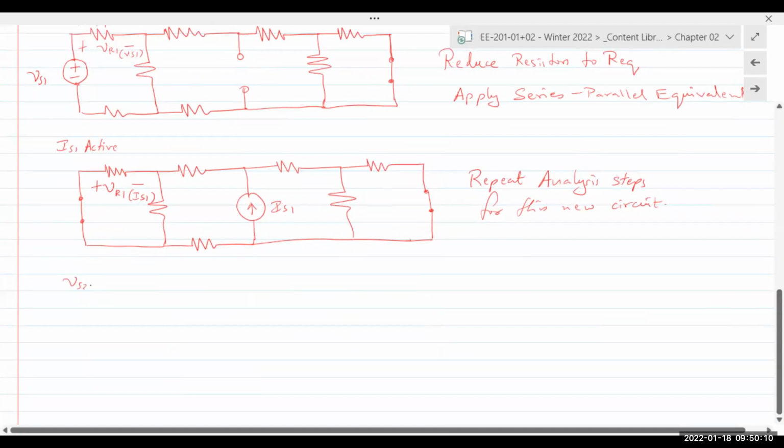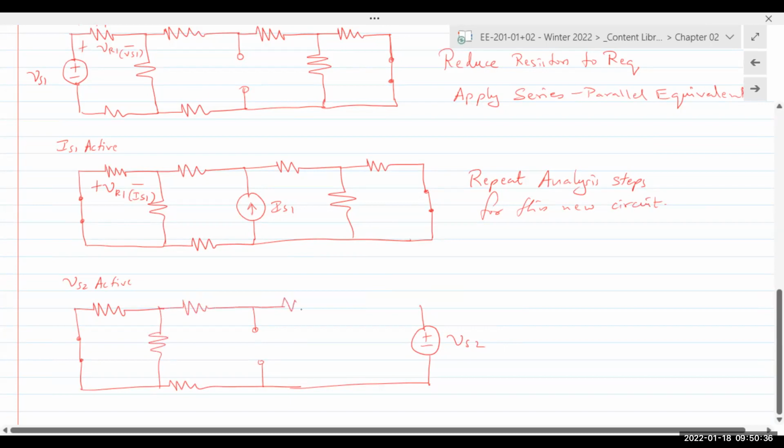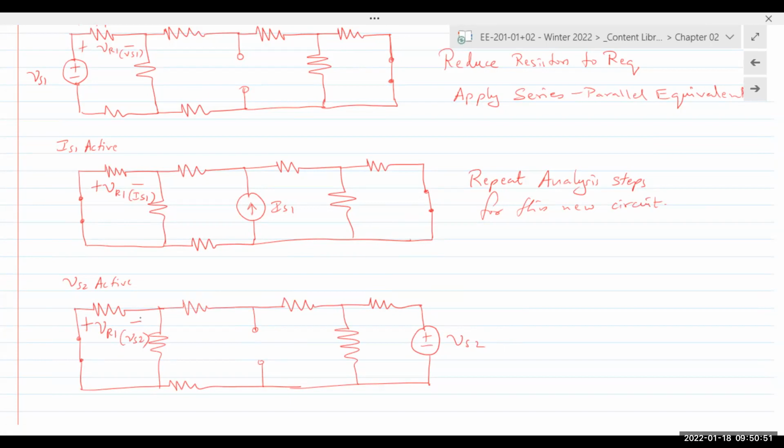And then now if you have VS2 active, VS2 is on the right here, and everything else is reduced to 0. So this is 0, short circuit. The current source is now open, and you analyze the circuit a third time and find VR1 due to VS2. So this is a third analysis for the third source.